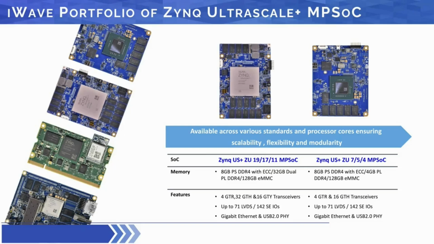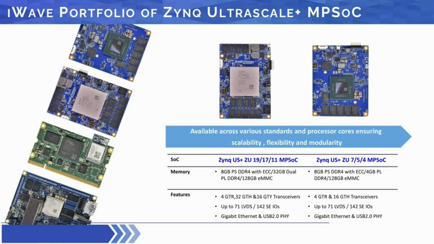Available in -1, -2, and -3 speed grades. The module is integrated with an extensive set of peripherals such as PCIe, USB 3.0, SATA, or gigabit Ethernet. And with support for up to 32 GTH and 16 GTY transceivers, the system on module is built to power high performance and high speed demanding applications.